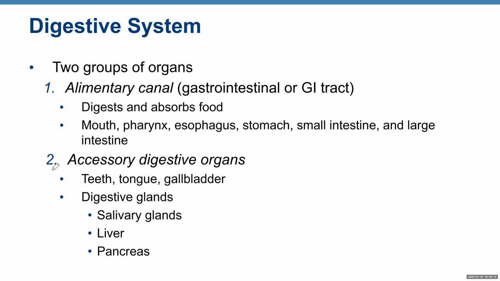And the second group of organs are accessory digestive organs that will assist in digestion and absorption. And they will include teeth, tongue, gallbladder, and digestive glands: salivary glands, liver, and pancreas.